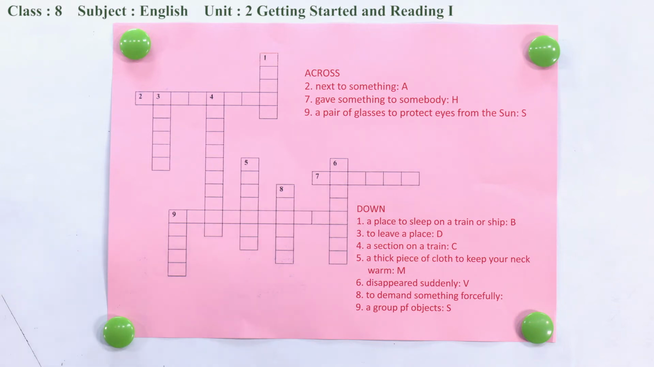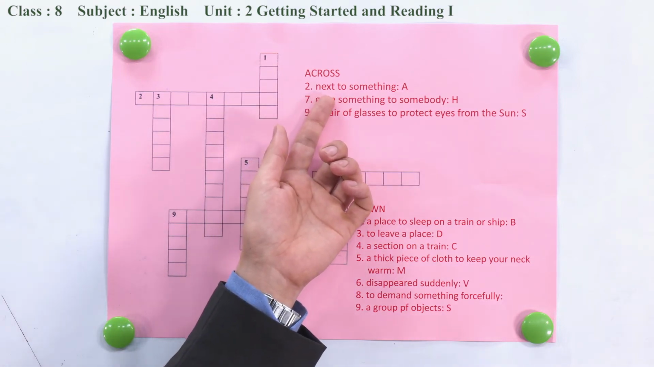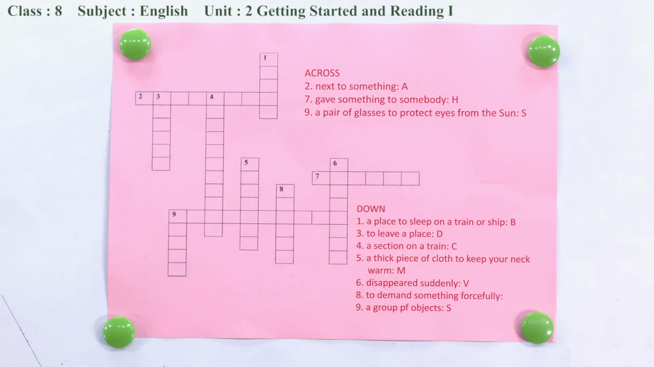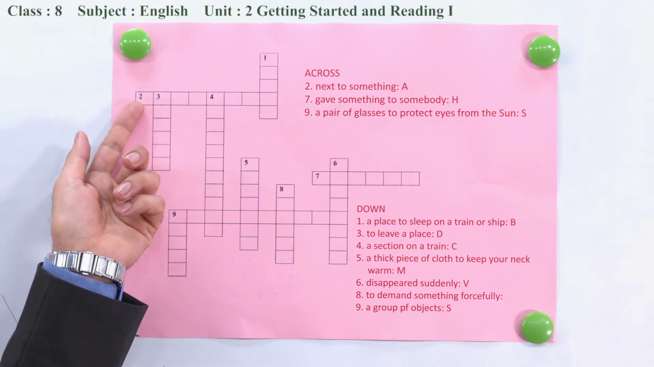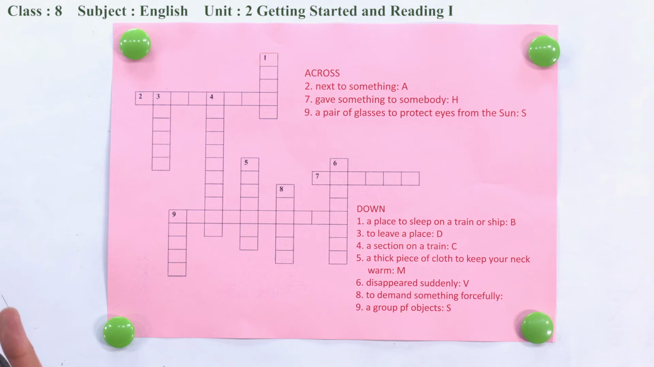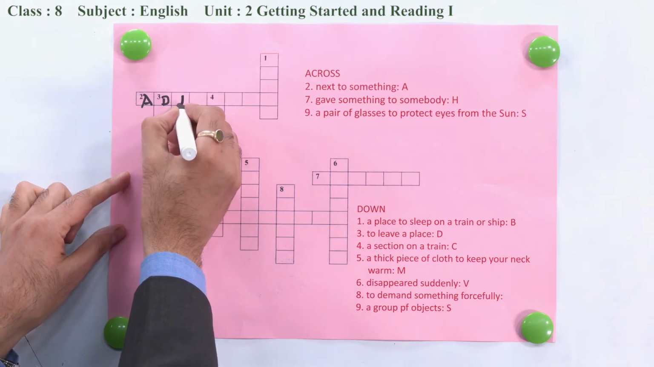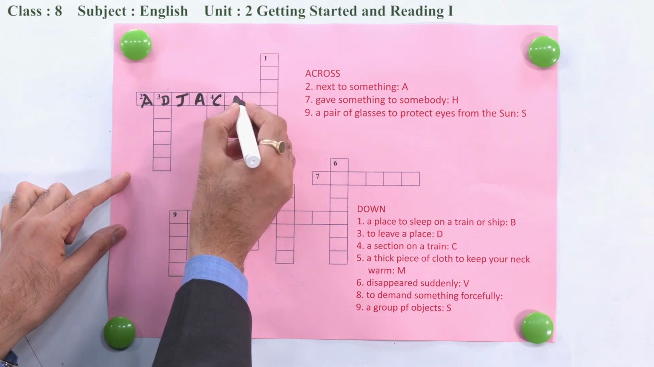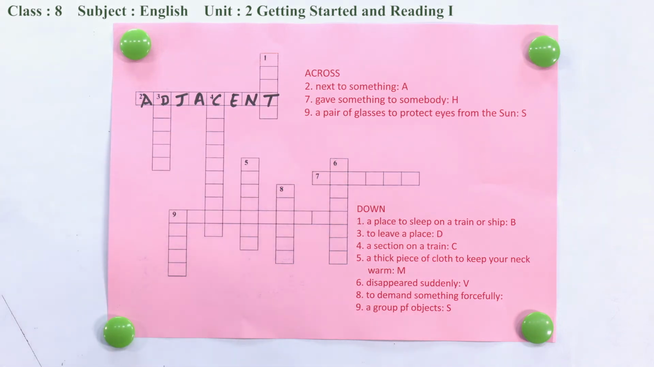You can get the words easily because the words and meanings we have read before. For example, now let's start with across. The words to be filled across. First one, beginning with the box number two. Next to something means, what is it? Very good, adjacent. A, D, J, A, C, E, N, T, adjacent.